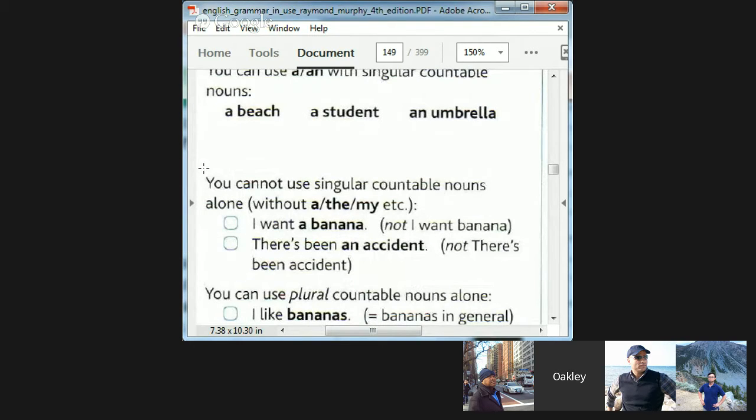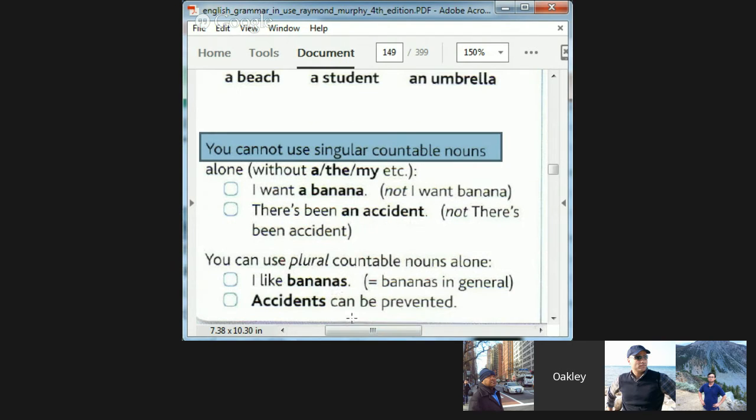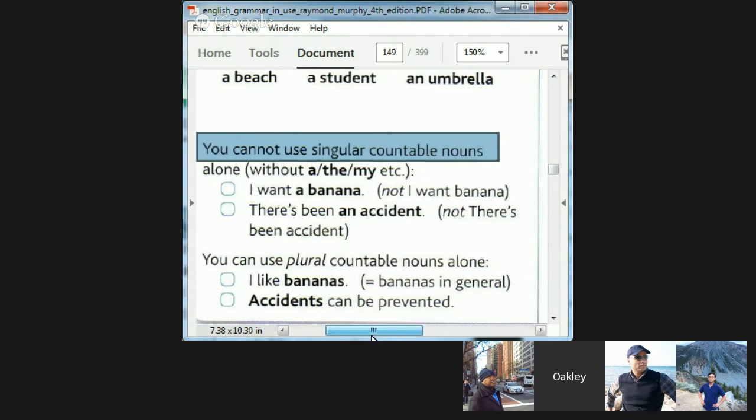You cannot use single countable nouns alone. Single, without an S. You just simply can't do it. If it's a countable noun, you can never ever do it. And that's just a fundamental rule. I want a banana, there's been an accident. You can, however, use plural countable nouns alone. I like bananas. Accidents can be prevented.